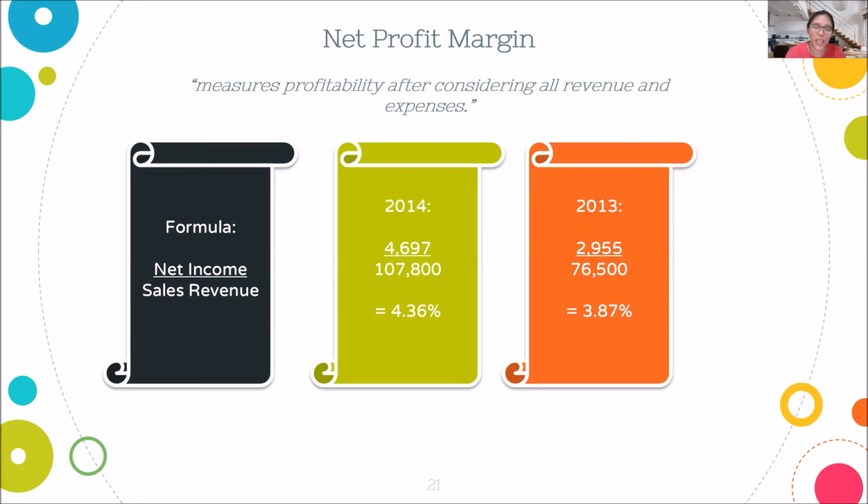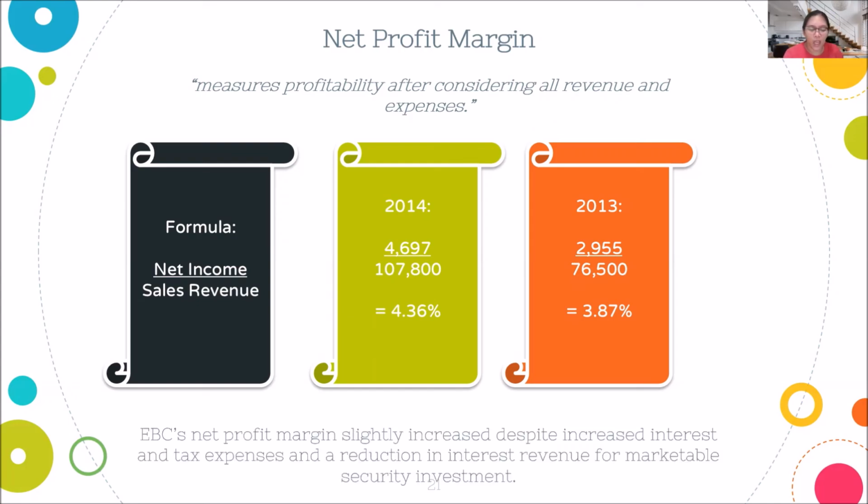I'm using the word performance, kaya nga statement of financial performance yun because we're trying to determine if the company performs well. Okay, so in 2014, it's 4.36%, and in 2013, it's 3.87%. E-business net profit margin slightly increased despite increased interest and tax expenses. Totoo yan kasi nga nagka-loan tayo, di ba? Okay, tumaas yung interest natin and yet it's still increasing. So, ibig sabihin, maganda talaga ang naging performance.